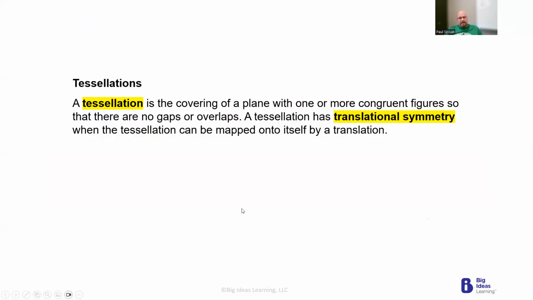So now, the last thing is tessellation. A tessellation is a covering of a plane with one or more congruent figures so that there are no gaps or overlaps. A tessellation has translational symmetry when the tessellation can be mapped onto itself by a translation.